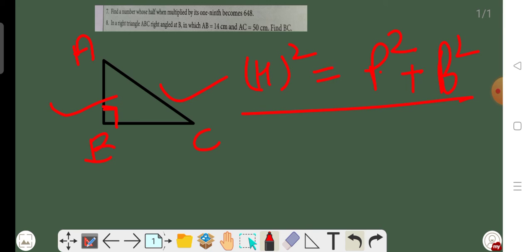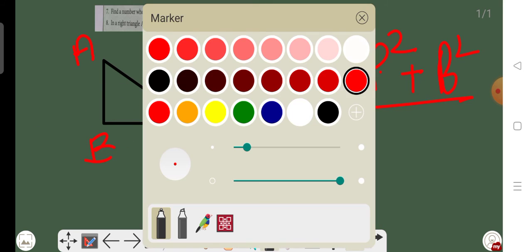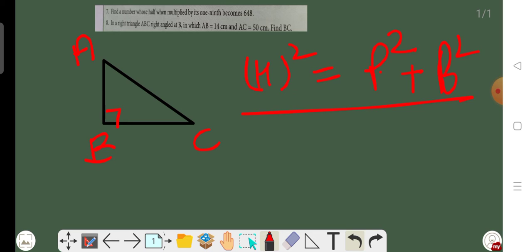Now beta, in this question what are we given? We are given the value of AB, that is 14 centimeter, and we are given the value of AC, that is 50 centimeter. Okay, we have to calculate the value of BC, that means we have to find the base. Okay, now put these values in this theorem. So hypotenuse is 50, so replace h by 50, and perpendicular is 14, replace p by 14. Okay, plus base square remains as it is.